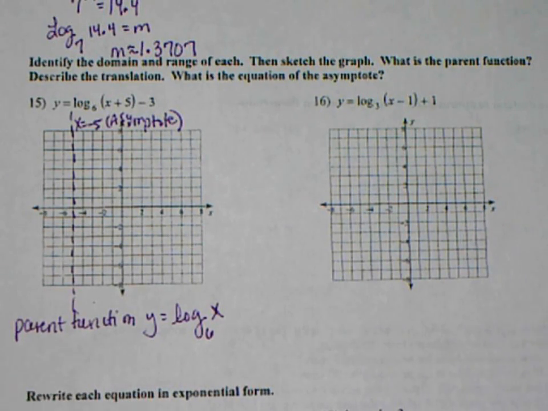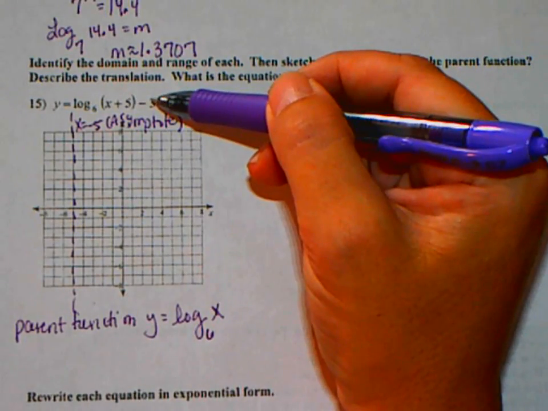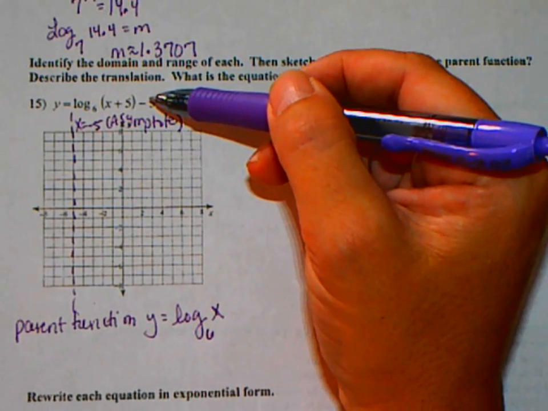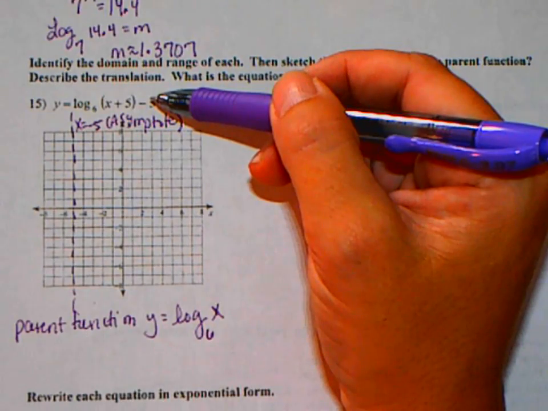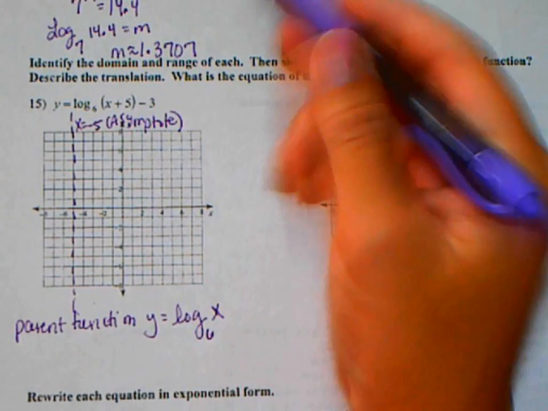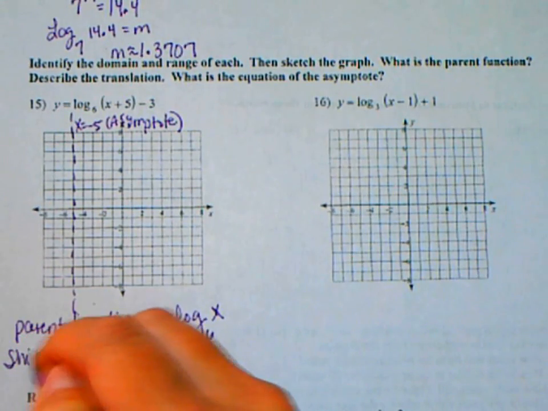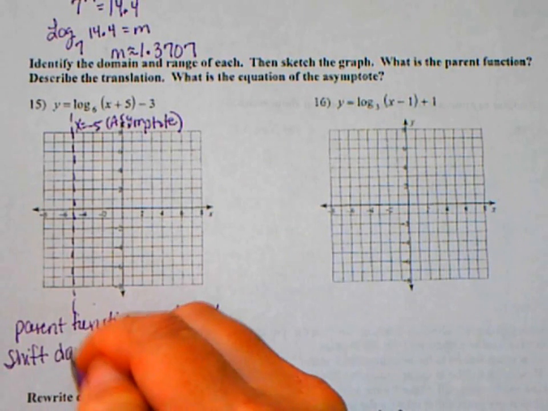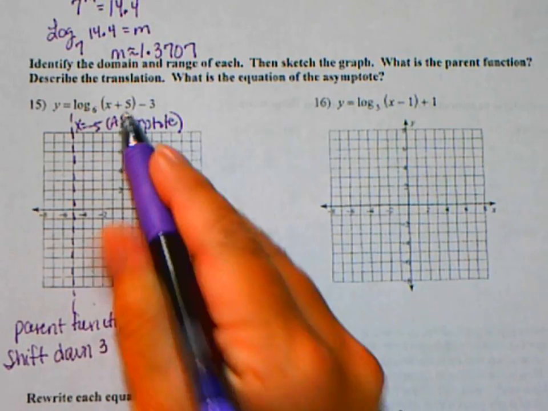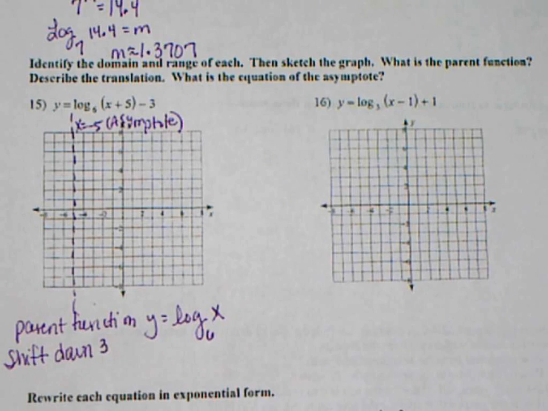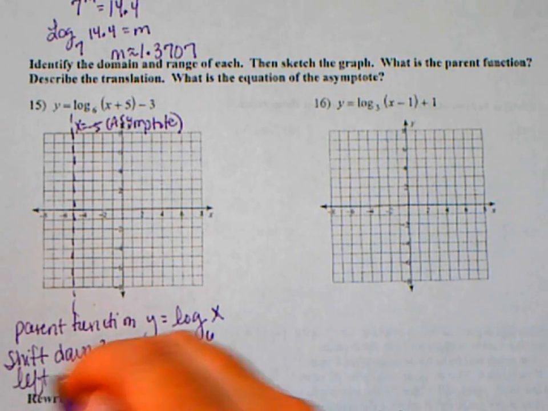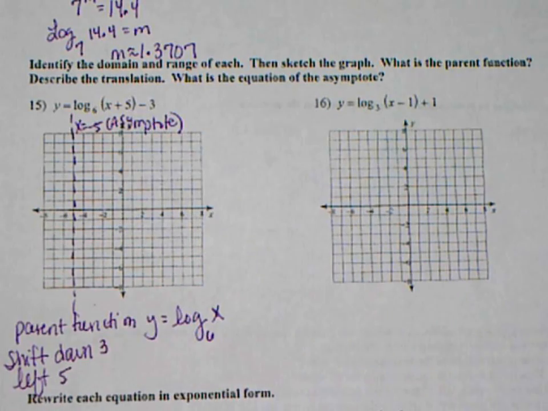So if I am supposed to describe the translation, what's the -3? That's my k. What's it going to make the graph do? Shift down 3. And the h is +5. What's that going to make my graph do? Left 5. Everything's shifting down 3 and shifting left 5.